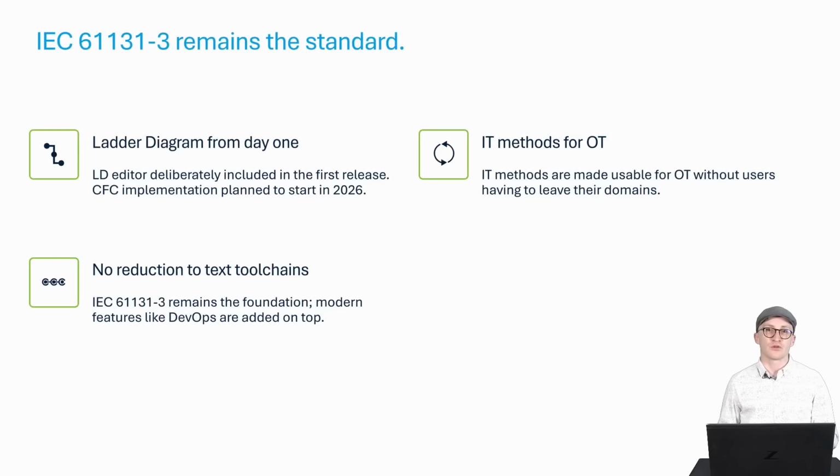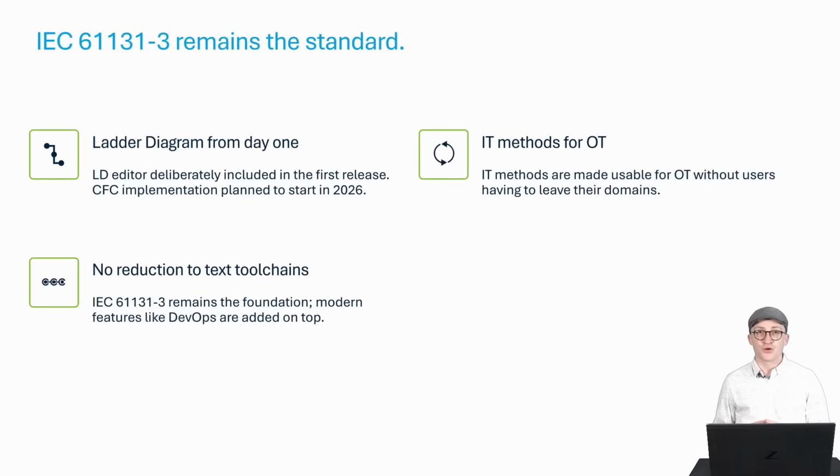IEC 61131-3 remains the programming standard in CODESYS 4. Your expertise is fully preserved. Some approaches in the market try to move PLC programming entirely into text-based IT toolchains. We have taken a different path. IT methods like version control and CI/CD are made accessible for automation engineers without asking you to leave the tools and languages you know. That is why the ladder editor is included in the first release, a deliberate signal that graphical programming languages belong to PLC development, even as workflows modernize.